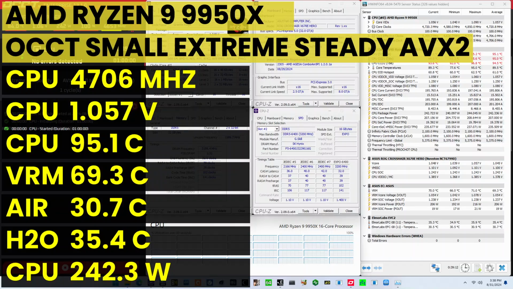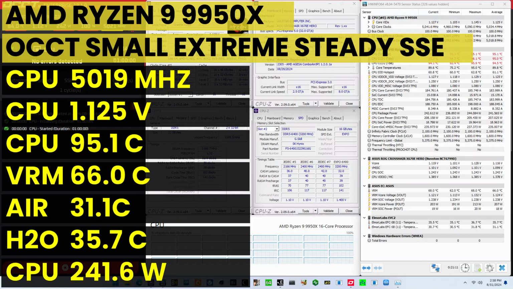When running the OCCT CPU AVX2 stability test, the average CPU core effective clock is 4,706 MHz with 1.057 volts. The average CPU temperature is 95.1 degrees Celsius. The average CPU package power is 242.3 watts.